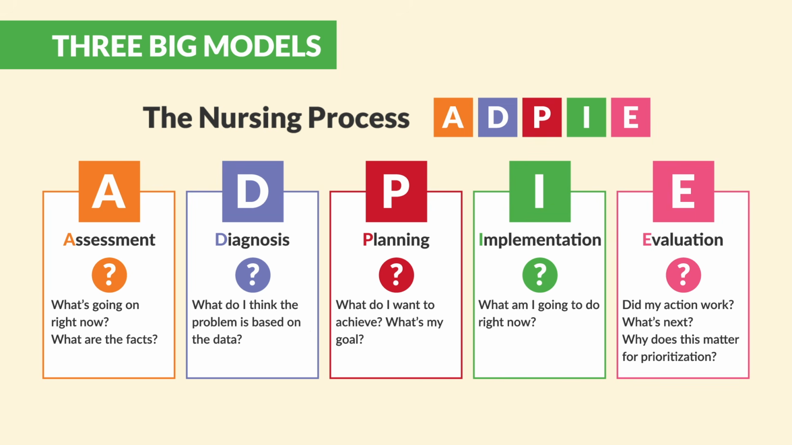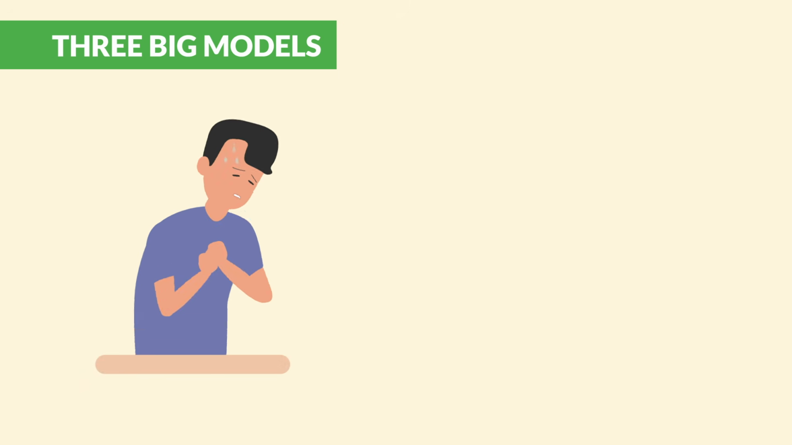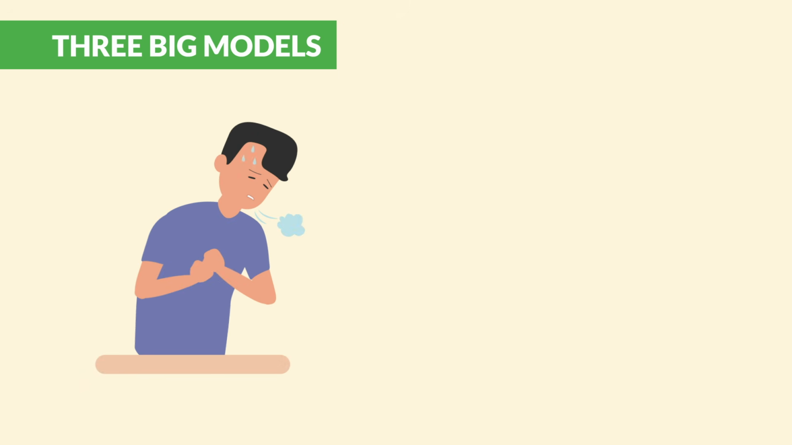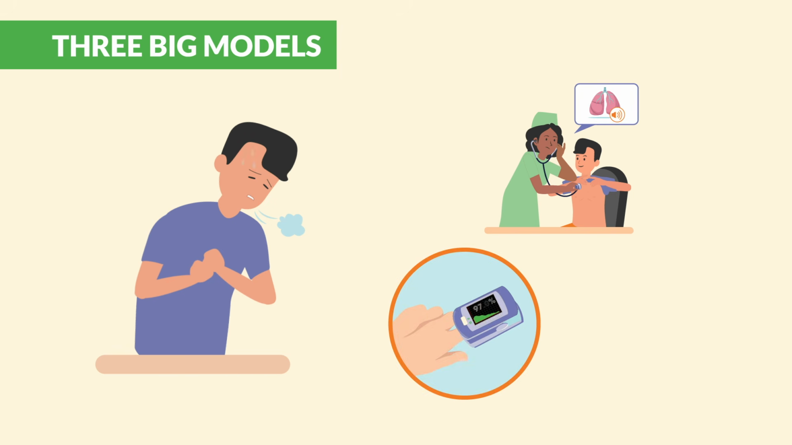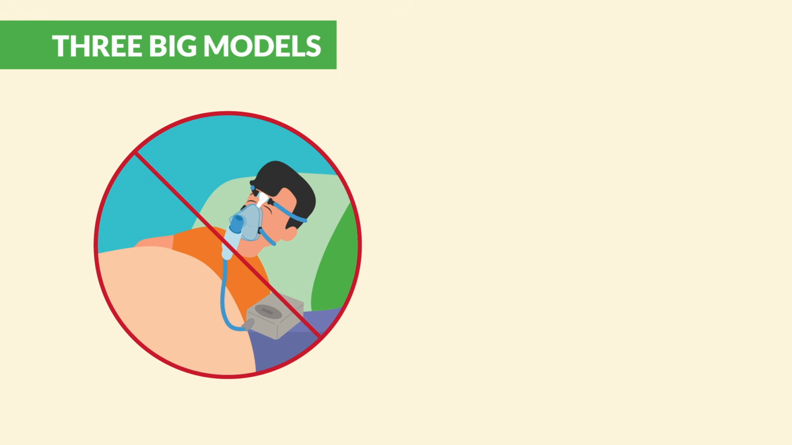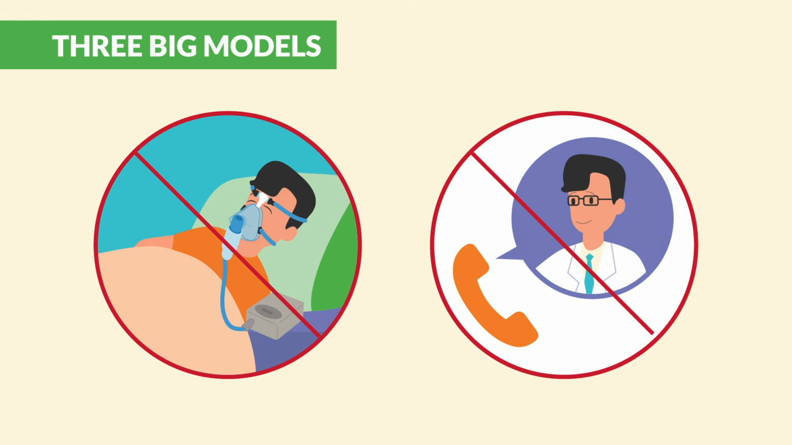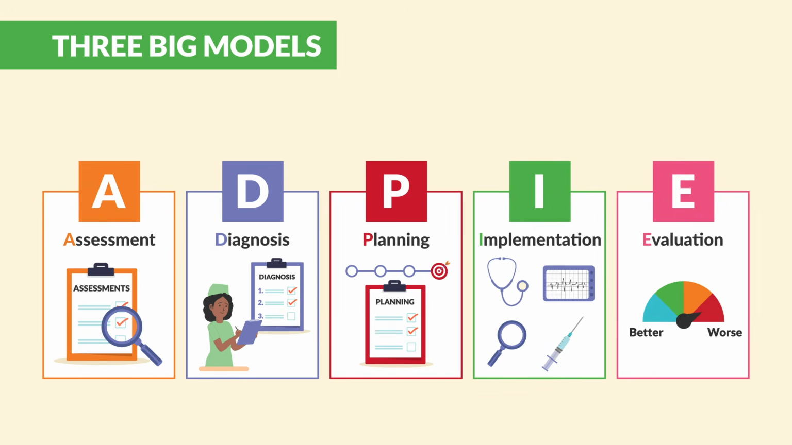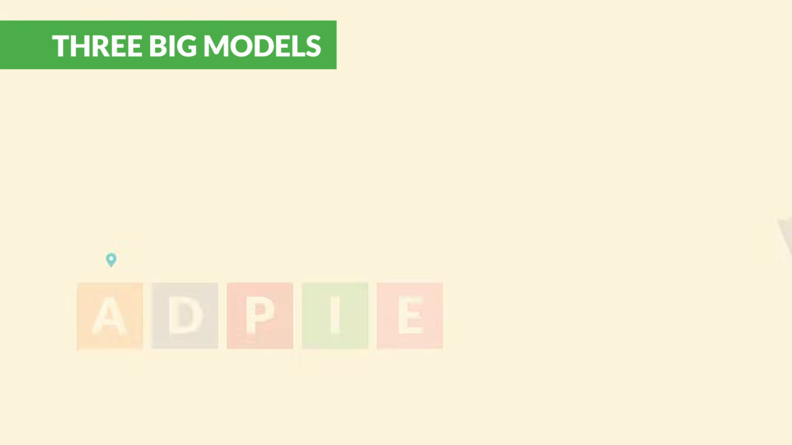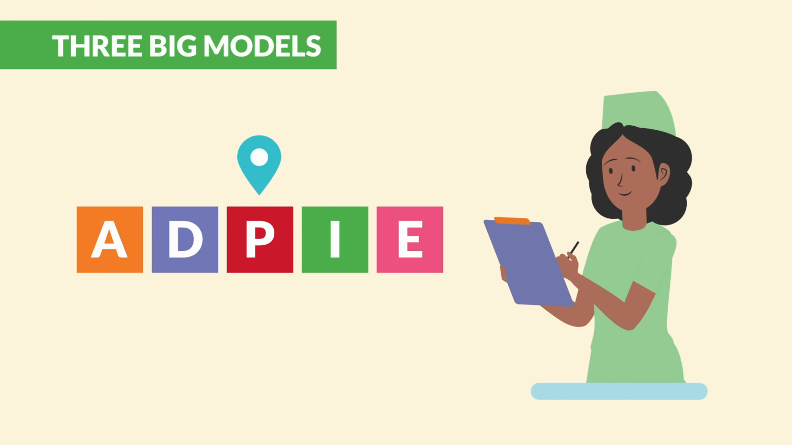So, why does this matter for prioritization? You can't just skip steps. For example, if a patient looks short of breath, you always must assess first. This means listening to lung sounds, checking their oxygen, and really figuring out why they're short of breath. You don't just throw oxygen on them blindly or call a doctor without knowing what's really going on. Each option on an exam or in real life usually fits into one of these steps. Understanding where you are in ADPIE helps you make the right choice.